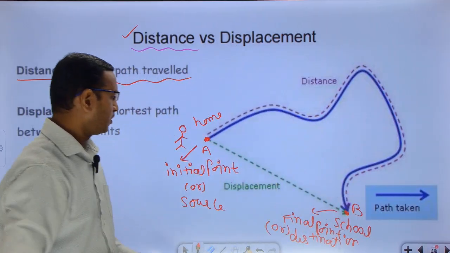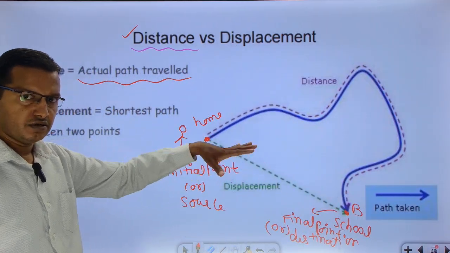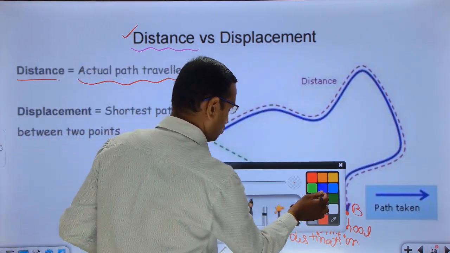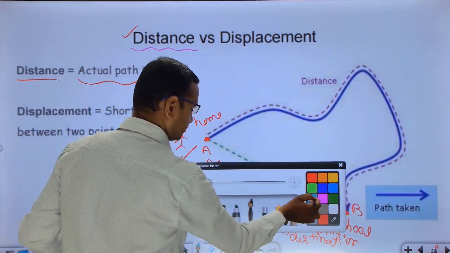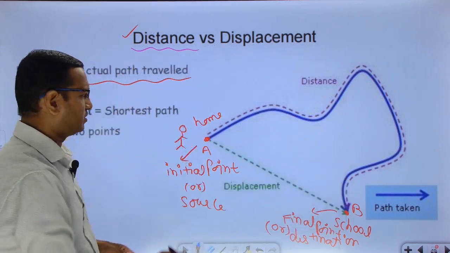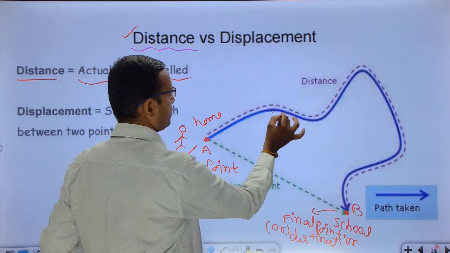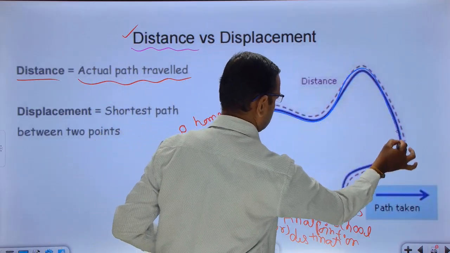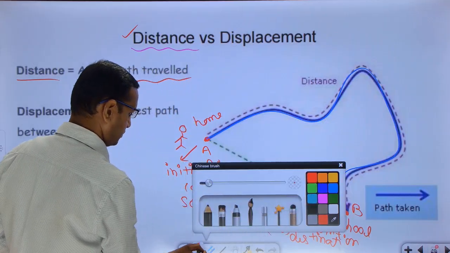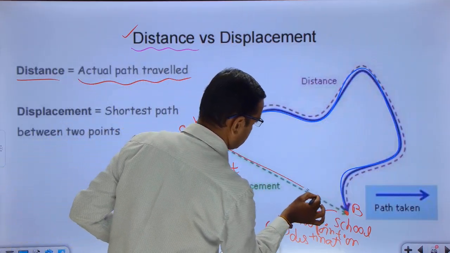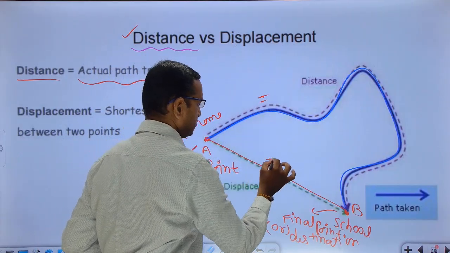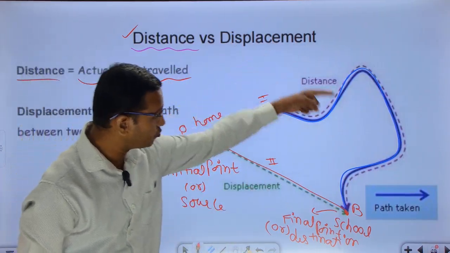Now, from source, I'll be moving to destination, so I need to have some route. Let us say I'm taking some route to reach point B. There are two paths. This blue color path is one path, and there is one more path, the straight line path. Two paths are there. I'll name this path 1 and this path 2. I'll start from A and start moving to B.